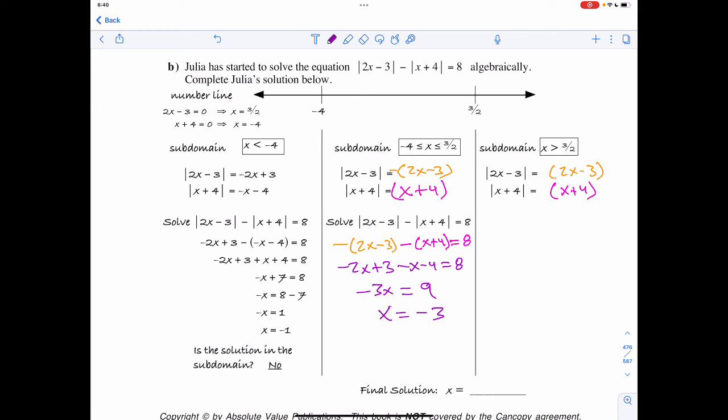Is this in the subdomain? Does this exist between -4 and positive 3 over 2? Yes. So that is one of the solutions.